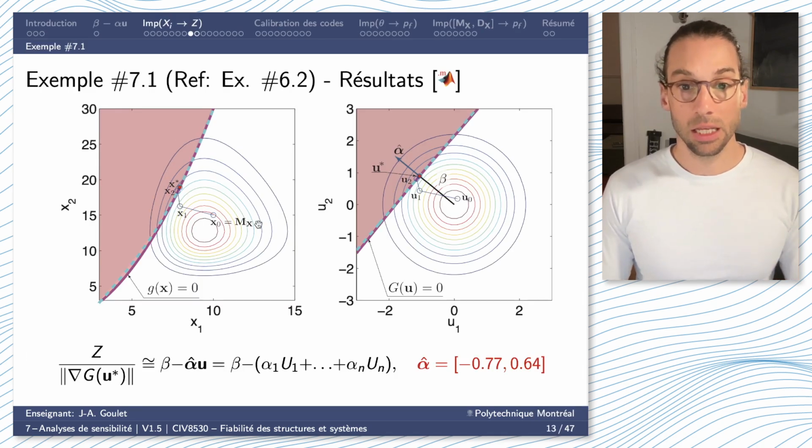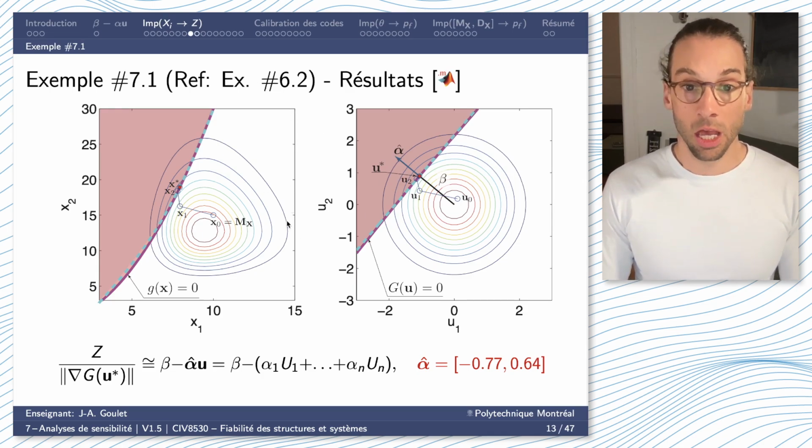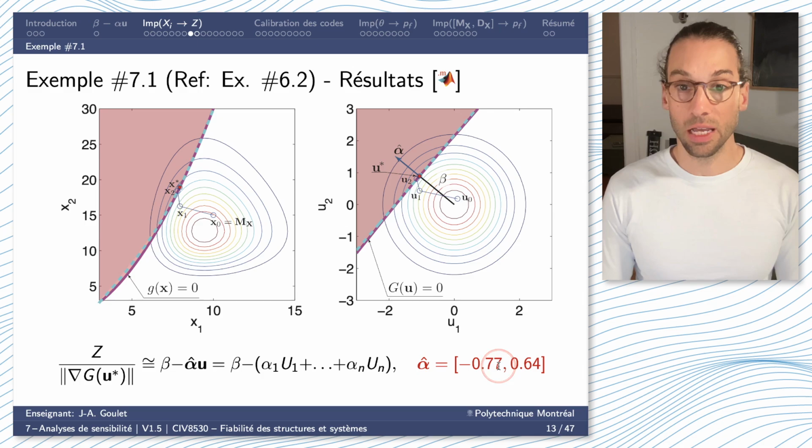In that case, if we apply the same thing that we've seen in example 6.2 from the module where we saw FORM, from the alpha we've already computed, we have alpha equal to minus 0.77 and 0.64.